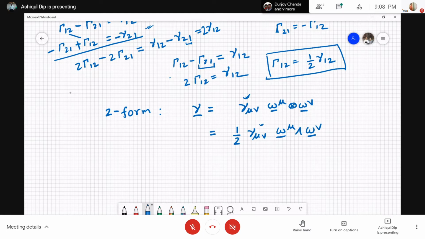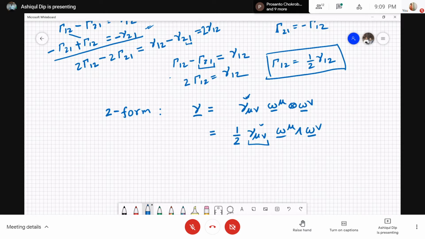So these are the components of 0 2 tensors. And this whole thing, half gamma mu nu, we usually call the component of the two form. Is that clear to everyone? This is due to the antisymmetry property.